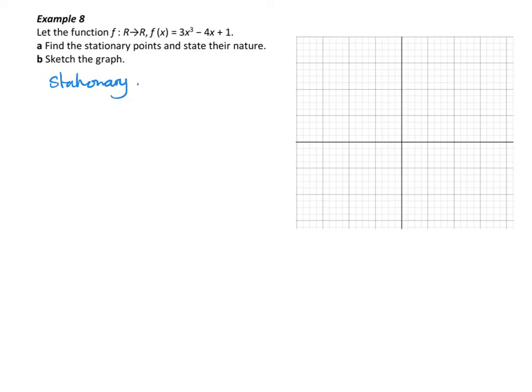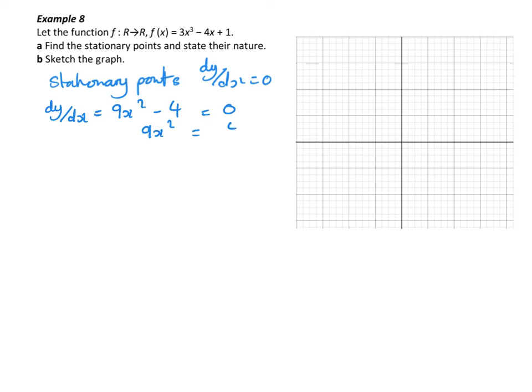And what do we know about stationary points? We know that dy/dx is going to be equal to 0. So let's find dy/dx. And dy/dx is equal to 9x squared minus 4. And we're going to let that equal 0. So you get 9x squared equals 4. x squared equals 4 on 9. So x equals plus or minus 2 on 3.